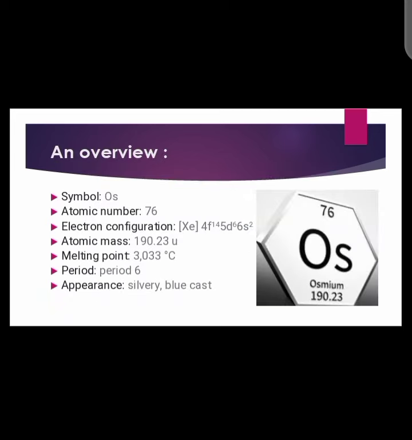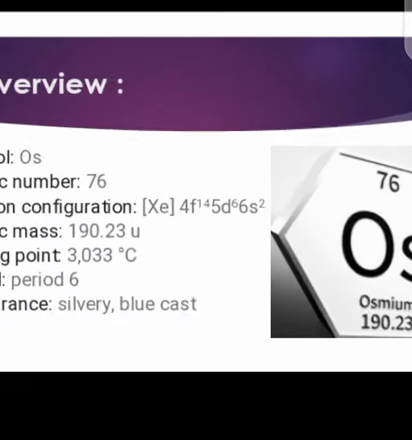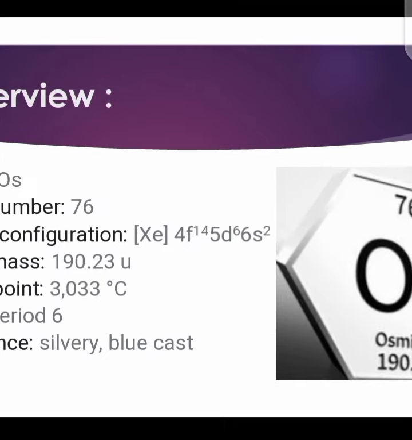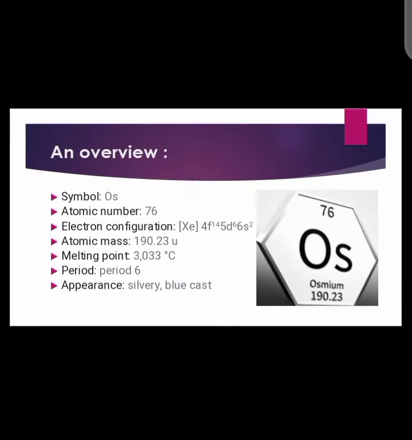Here is a small overview of osmium. Osmium has the symbol Os and atomic number 76, with the electronic configuration as shown. Its atomic mass is 190, and its melting point is 3033 degrees Celsius. It is present in period 6 of the periodic table. Its appearance, as I have discussed before, is silvery blue cast.